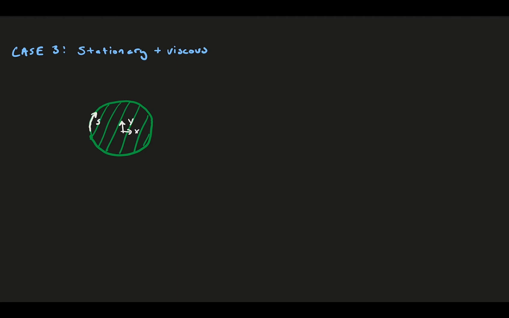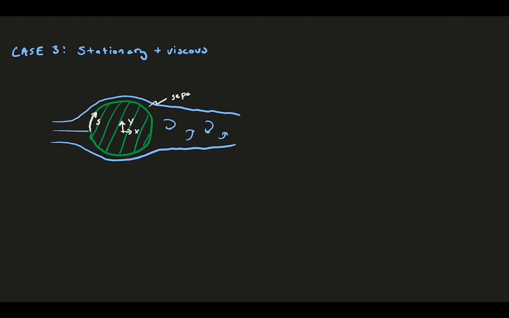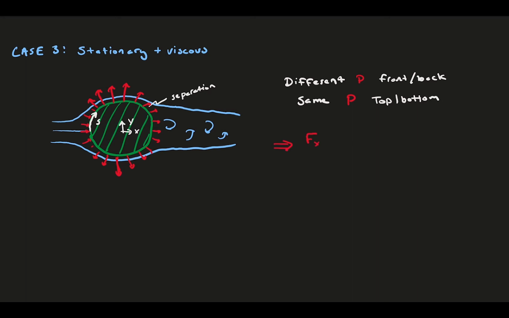We can't go into too much detail, and this flow field would probably be complex, but viscosity induces a boundary layer on the surface, which grows, and at the back of the cylinder is separated. This separation dramatically changes the pressure distribution on the surface of the cylinder. Here we see a different pressure distribution when comparing the front and back of the cylinder, but the same pressure distribution comparing the top and the bottom.